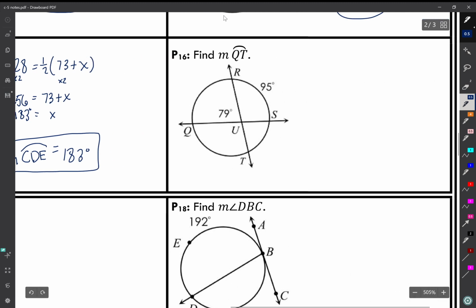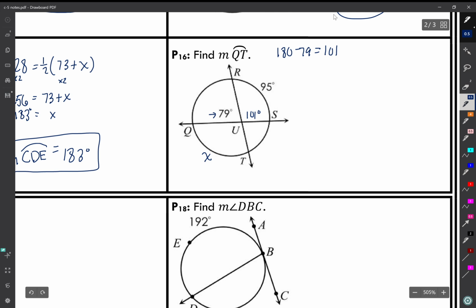Okay, and let's do similarly for QT right here. This is the arc I'm trying to find. However, I need angle RUS to do this, but I have this one, and I know it's supplementary to angle RUS. So we're going to do 180 minus 79, it's 101. So that tells me that this angle right here is going to be 101 degrees.